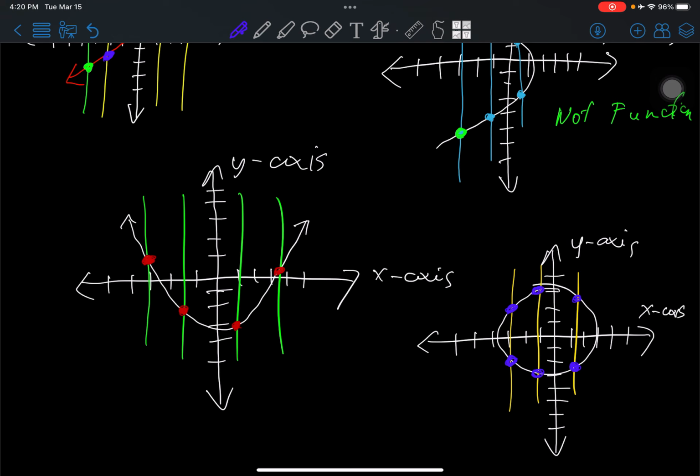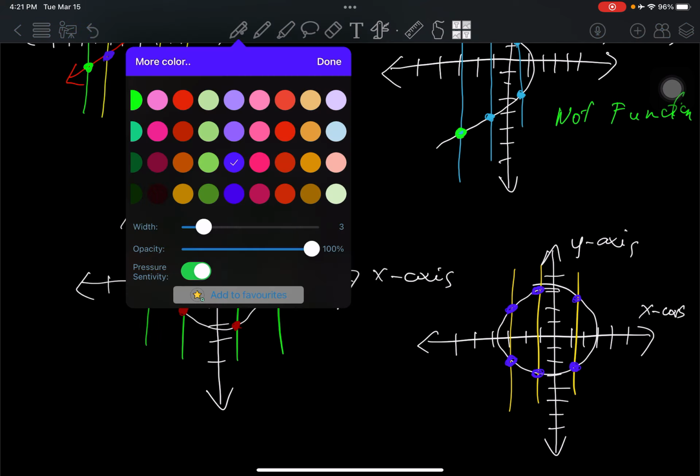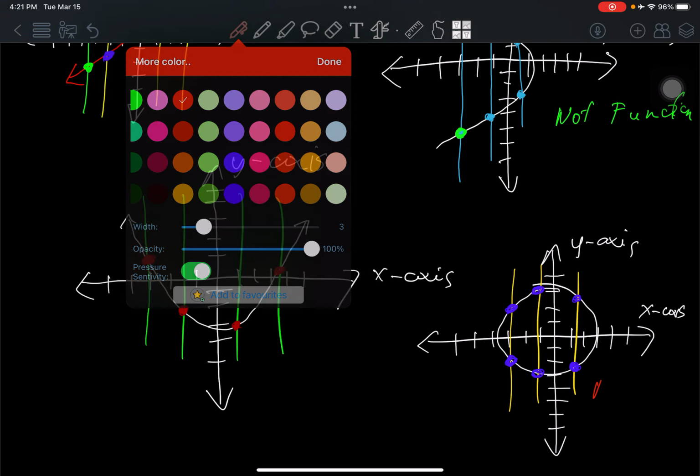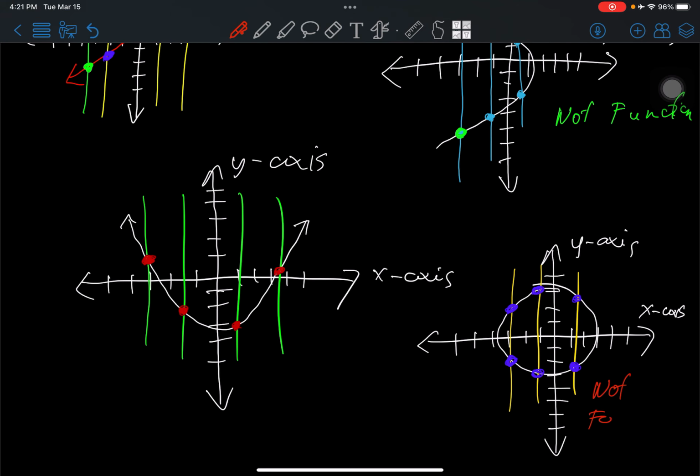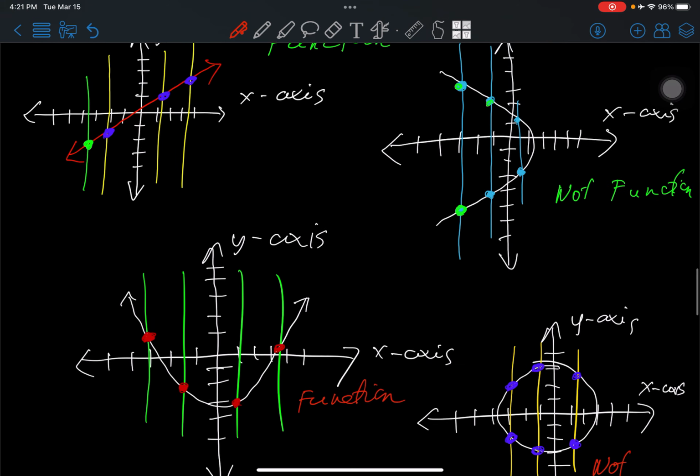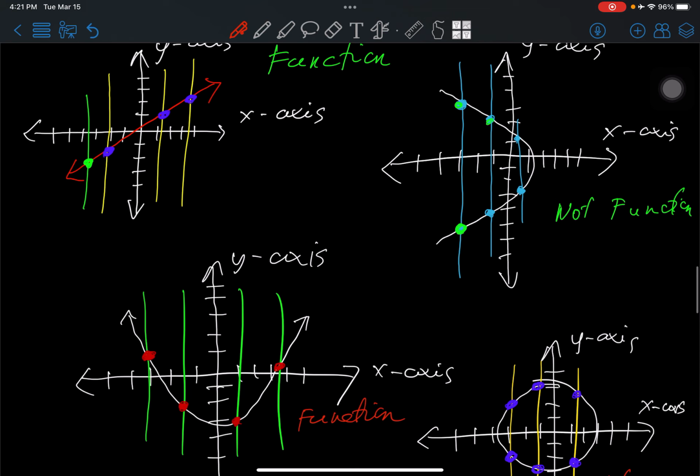So again, if it touches 2 points, it is not a function. So here, this circle is considered to be not a function. This one, the parabola, is a function. So that's the use of vertical line test. Thank you.